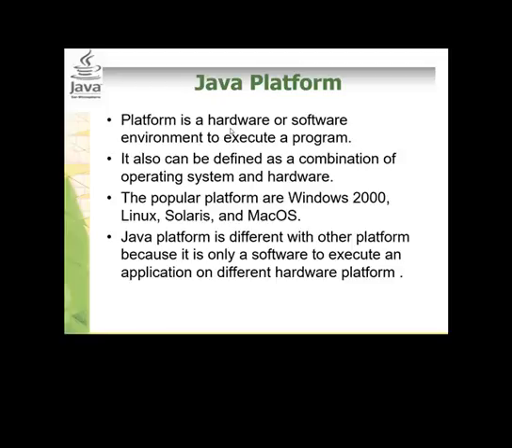So the Java platform is hardware and software, so it requires both: of course the hardware, the computer itself, and the software that supports the execution of the Java program. It can also be defined as a combination of the operating system and the hardware. I did mention that Java is a multi-platform application that can run on different operating systems. A Java program is different from other platforms because it is the only software that executes an application on different hardware platforms. This is the best thing about Java. It can run on multiple platforms.